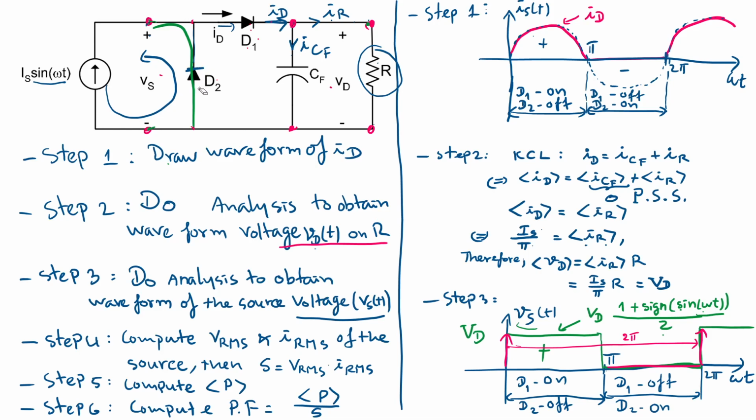And when D2 is on, D1 is off. So here it is just a short, from here to here, which means Vs during this time is 0. So Vs is 0 here. And then it repeats.